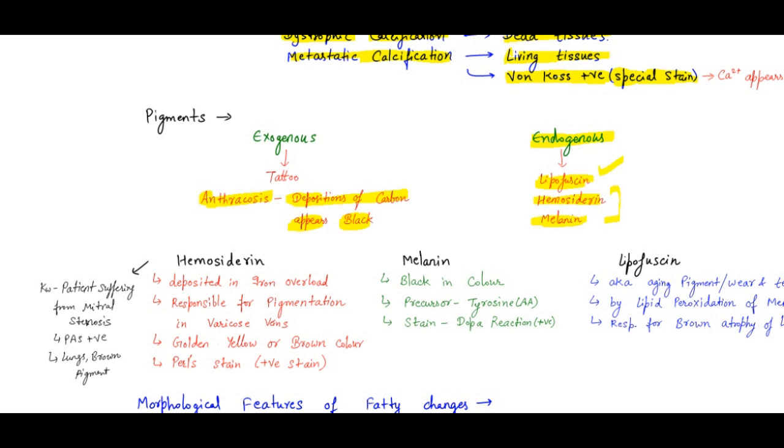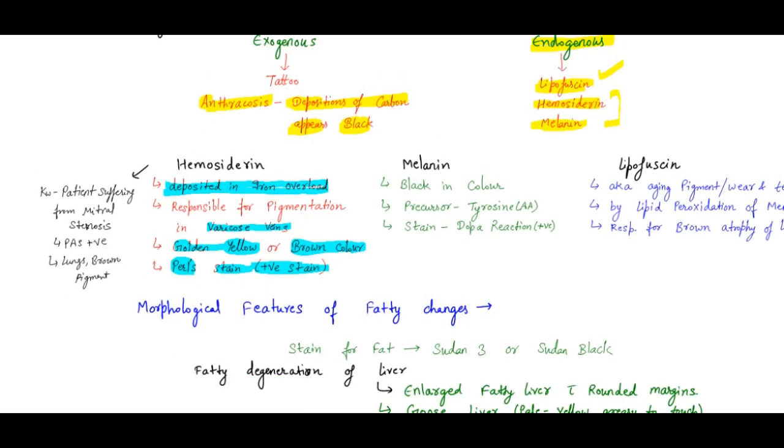Hemosiderin is deposited in iron overload. It is responsible for pigmentation in varicose veins. What color does it have? It has a golden yellow or brown color. The Perls stain will be positive, the best keyword for hemosiderin.